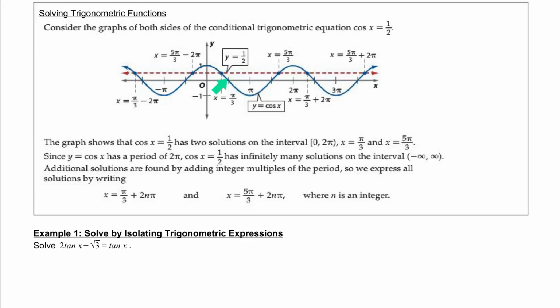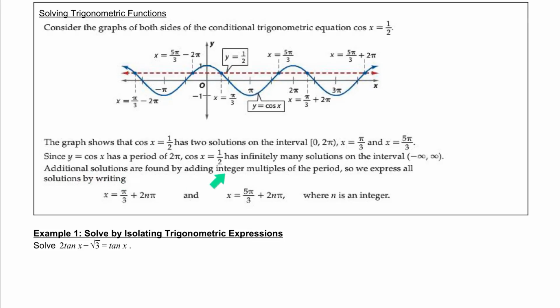And it hits it at pi over 3 and at 5 pi over 3. Again, we're just looking from 0 to 2 pi. Since y equals cosine x has a period of 2 pi, which means it's going to repeat every 2 pi, the cosine of x equals 1/2 has infinitely many solutions on the interval from negative infinity to positive infinity. So as we look at one full period from 0 to 2 pi, it has two different solutions. But if we look from negative infinity to positive infinity, this 1/2 is going to keep occurring.